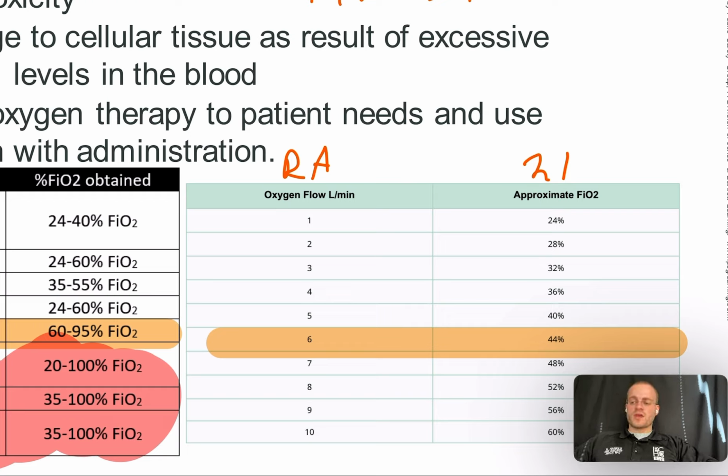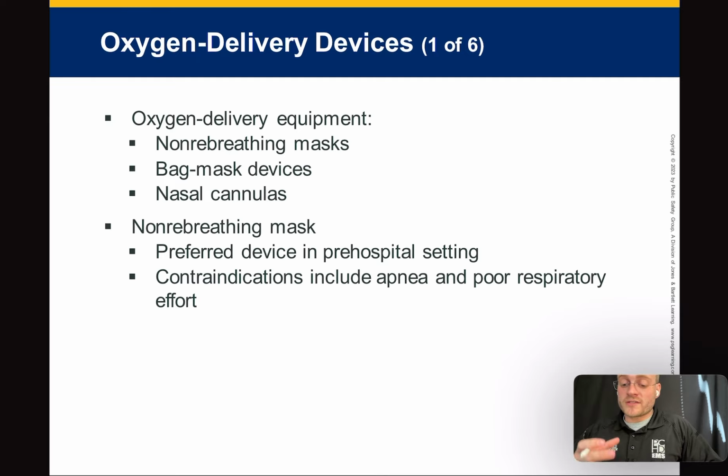Now, we have these different devices, like nasal cannulas and non-rebreathers. I've shown you these, and we're going to go into each of these independently. But this is a non-rebreather mask. Why do they call it a non-rebreather mask? Do you see right here this little one-way valve? The idea is when you breathe in, this valve will close, and when you breathe out, it opens up. So the idea is you should not be rebreathing your own air. You should be breathing from this bag. Okay.